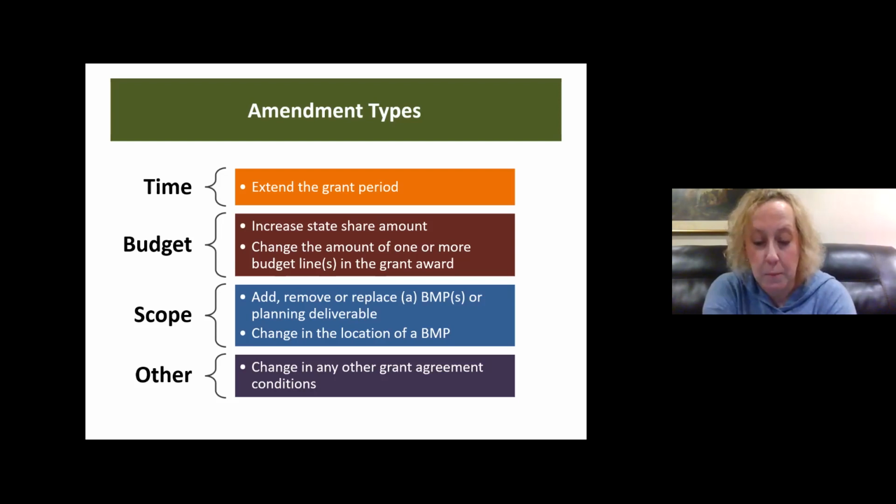So as an example, if you had an award that was for $125,000 for BMP construction and $25,000 for engineering, and the grantee spends less than expected on construction and more than expected on engineering, and wants to still get awarded or reimbursed that full award amount, they would need an amendment to shift funds from construction to the engineering budget lines of the grant agreement.